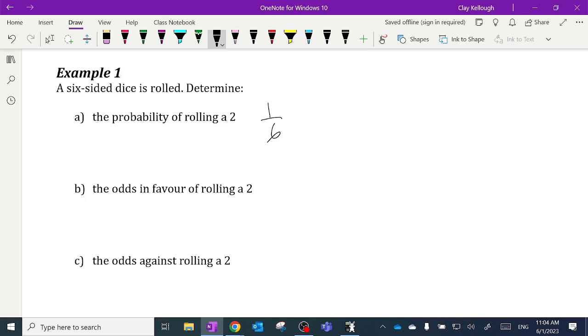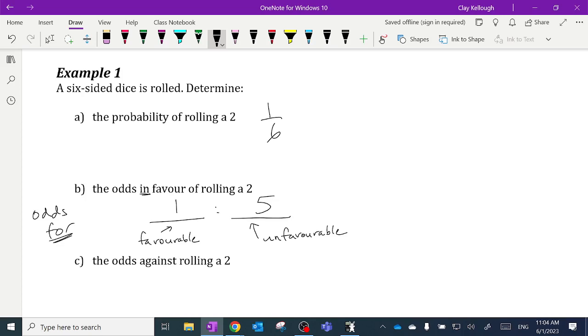Odds in favor means how many ways are favorable versus how many ways are unfavorable. And this is, again, the odds in favor, also called odds for. What are the odds for this event happening? Well, it's 1 to 5.